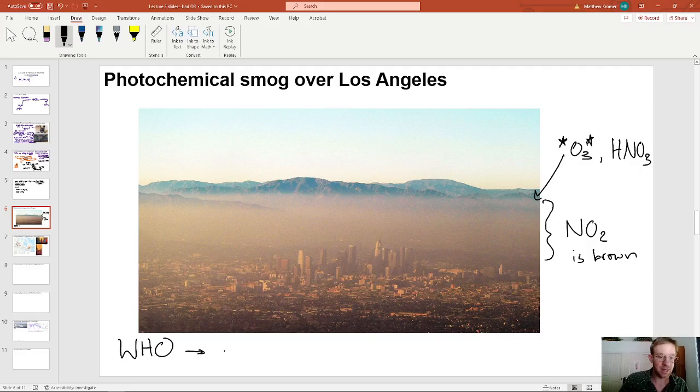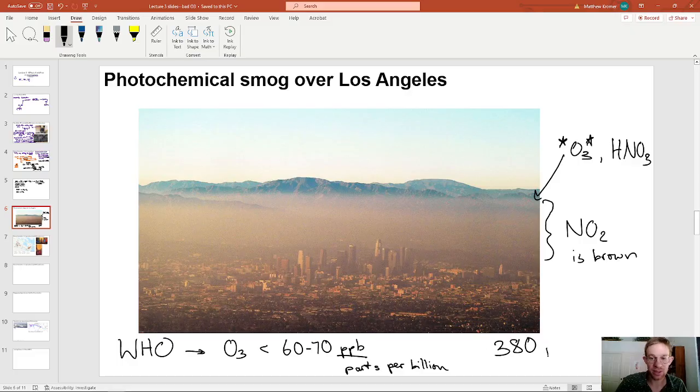So ozone levels need to be less than, and I'm going to give weird units here, I'll explain what they mean in a sec, like 60 to 70 parts per billion. Parts per billion, or ppb, just means that if you were to make a measurement of every 1 billion gas molecules in the air, 60 to 70 of them at most can be ozone, okay? And I think at the height of LA's smog problem, ozone was in the range of like 380 parts per billion, which is insanely high.